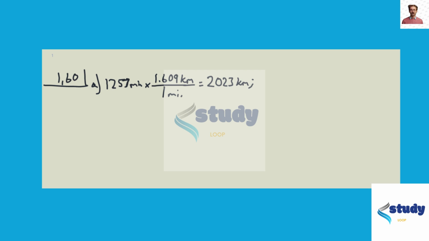And then the second part, we need to see how many charges it would take to go from Washington to San Diego. We need to divide the 2023 kilometers by 225 kilometers per charge. So the kilometers cancel, and we have a value of 9 charges are needed to make this trip.